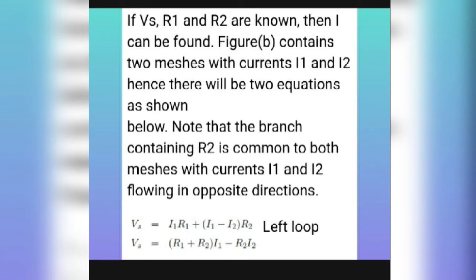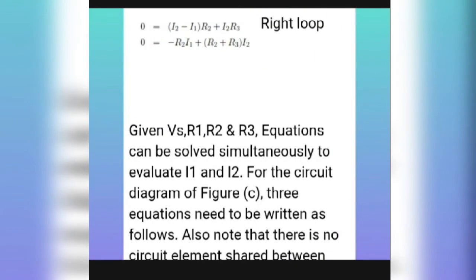For the left loop, Vs is equal to I1 R1 plus (I1 minus I2) R2, which gives Vs equals (R1 plus R2) I1 minus R2 I2. For the right loop, when the voltage is in a drop position, 0 is equal to (I2 minus I1) R2 plus I2 R3.